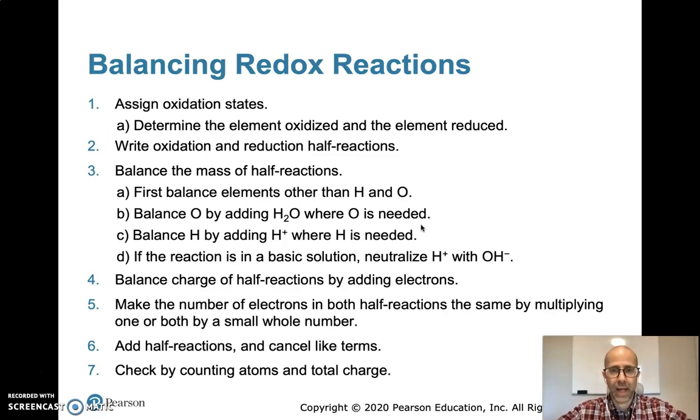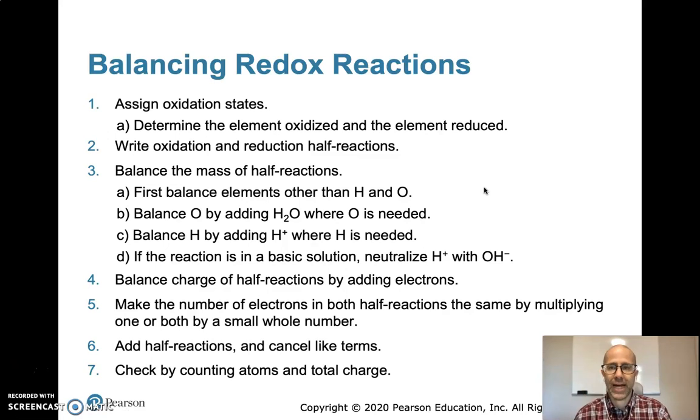When you're balancing oxygen, you want to balance with water. Whatever side needs more oxygen, that's the side you're going to add water. So you're going to add as much water as you need to balance out the oxygen. And then once you've got the oxygen balanced, you can balance out the hydrogen.